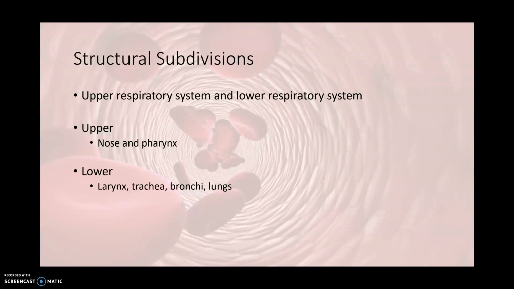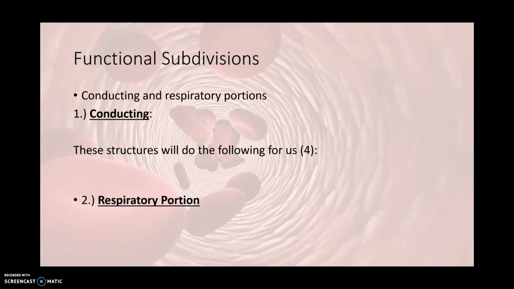So if you've ever heard of someone who's had an upper respiratory infection, that's going to either involve their nose or their throat. If someone has a lower respiratory infection, that can be from the larynx, from their trachea, their bronchi, and also into their lungs. All right, so we did structural subdivisions. Now let's talk about functional subdivisions. So we can also break up the respiratory system functionally.